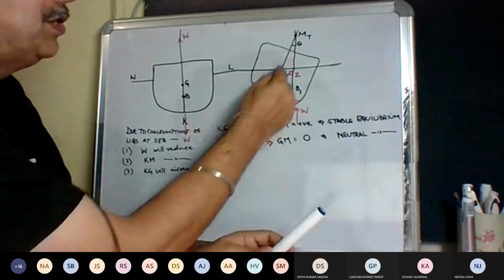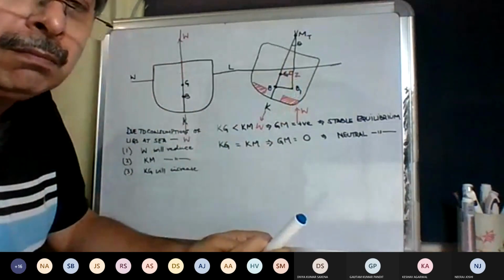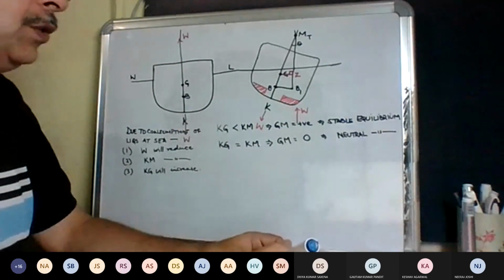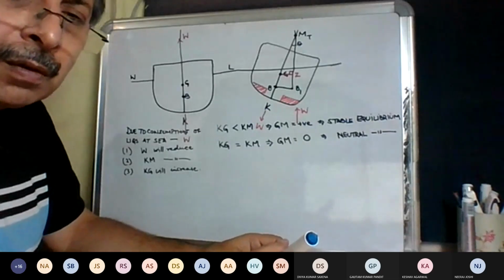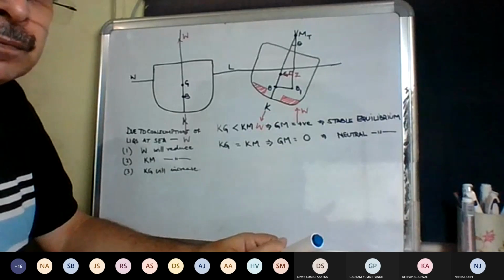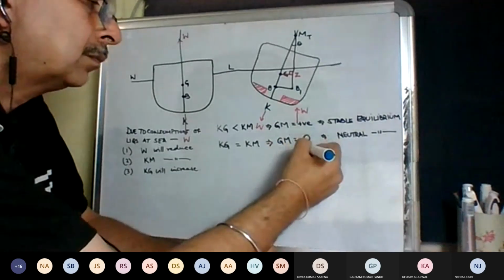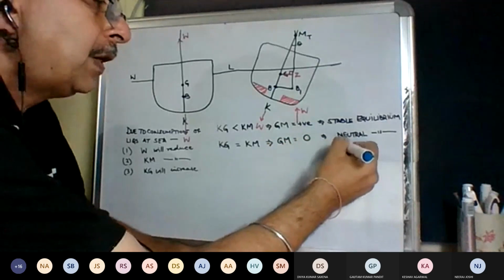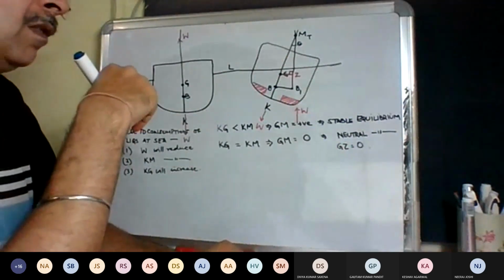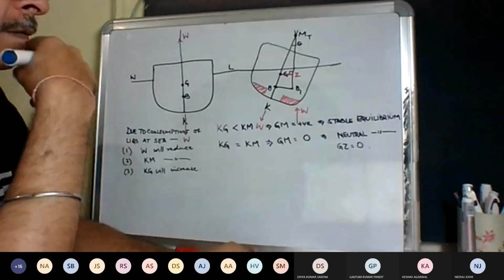That means ये G और वो M नीचे आ गए. GM is 0, neutral equilibrium. There will be no righting lever. Righting lever will be 0. GZ will be 0 at this stage.